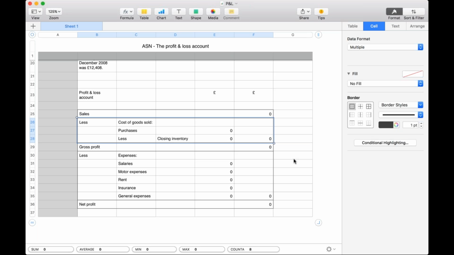Cost of goods sold, not overheads. Overheads, which are down here, or expenses, remain pretty fixed. So in other words, it doesn't matter if you've sold 1 widget or 100 widgets. Stuff like your rent is always going to stay the same. Your overheads are always going to stay the same. Your salaries are pretty much always going to stay the same.